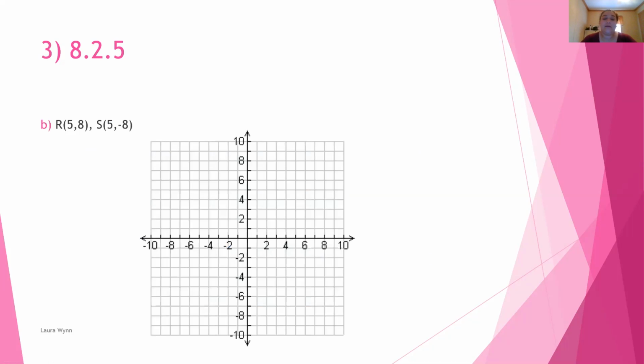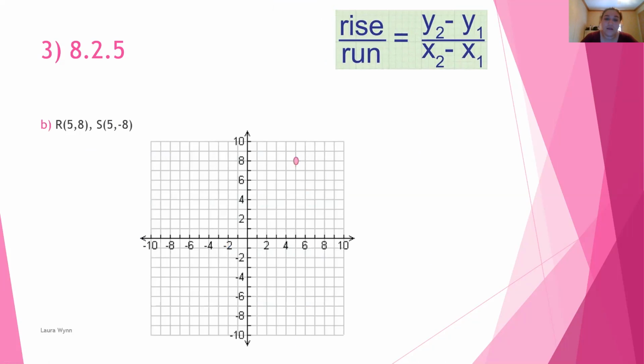This one gives us points, so we want to graph (5, 8). There's our point (5, 8), and (5, -8). Now let's connect it with our line. If you look at this line, you can tell that it's vertical, so it just goes up and down. So the slope would be undefined.